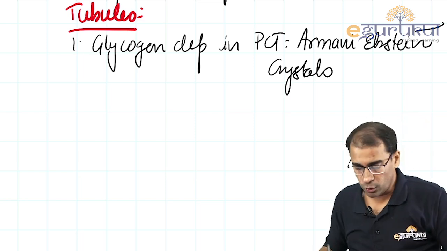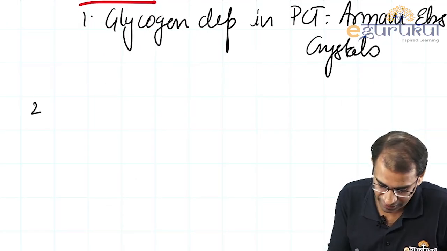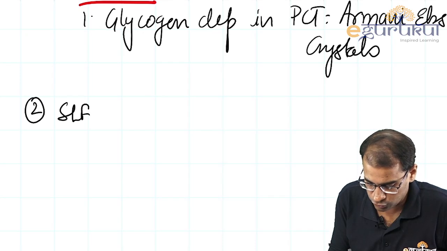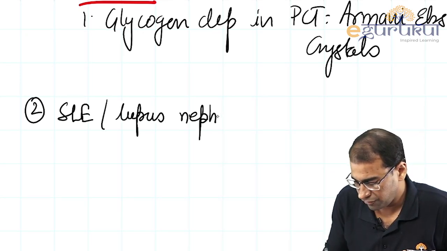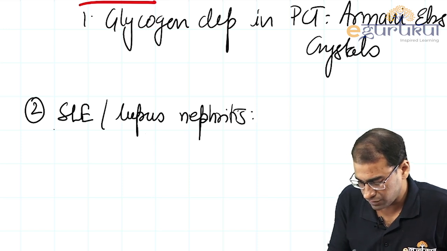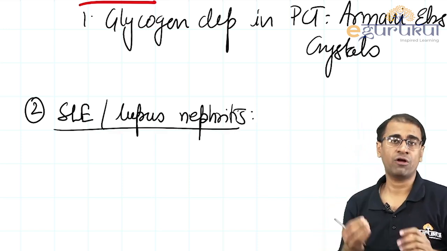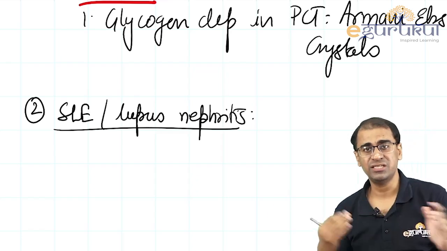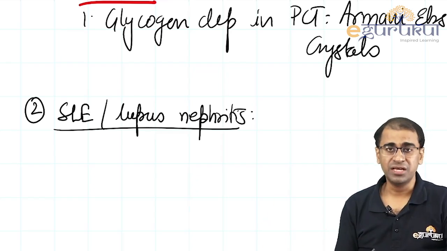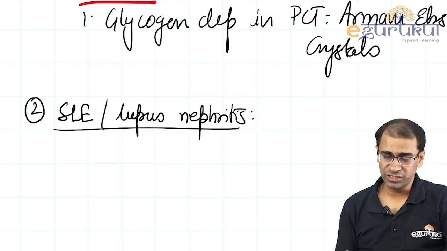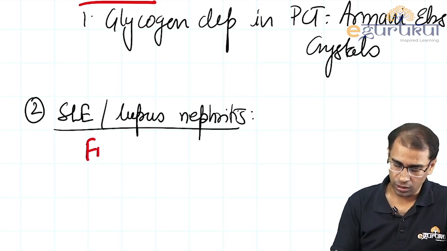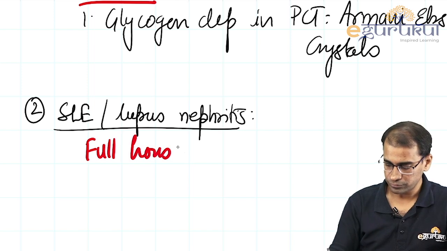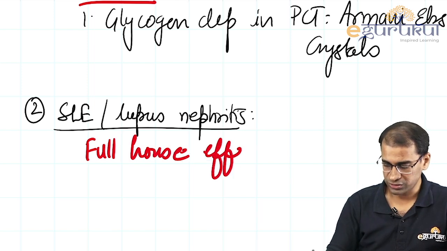Okay. Now in the SLE, so second one in secondary causes, SLE, also called as lupus nephritis. Remember, all types of immune complex can be seen. That means it can involve IgA, IgG, IgD, IgE. It can also involve lambda and the kappa chain, and hence this typical deposition is referred to as full house effect.